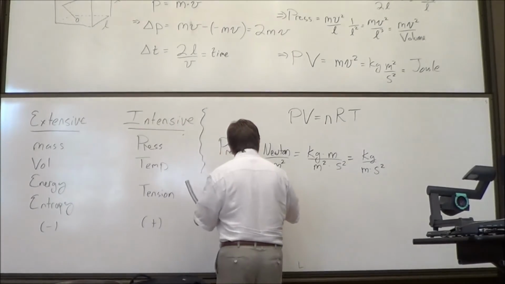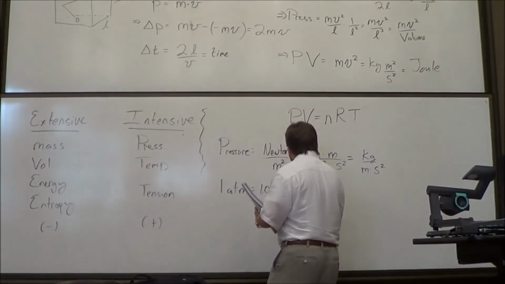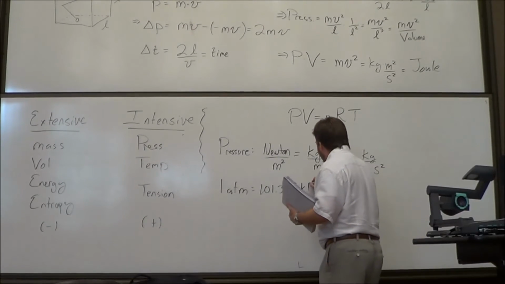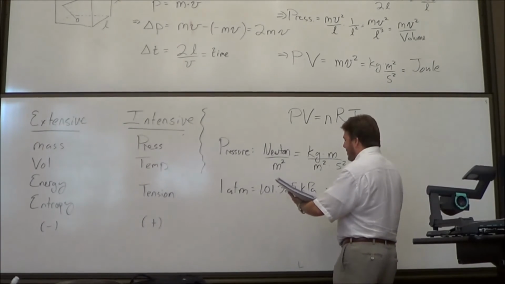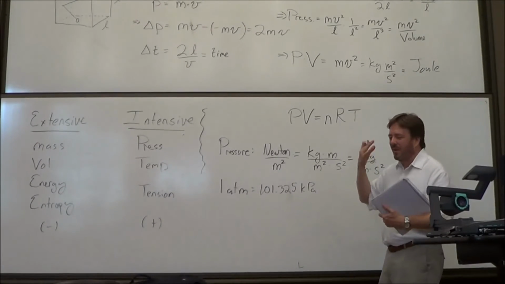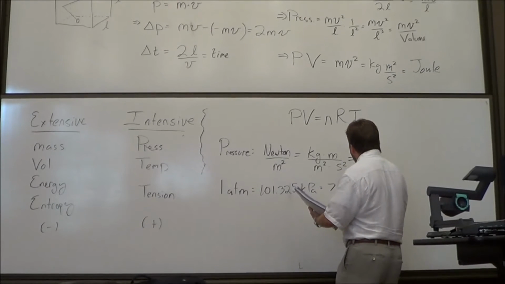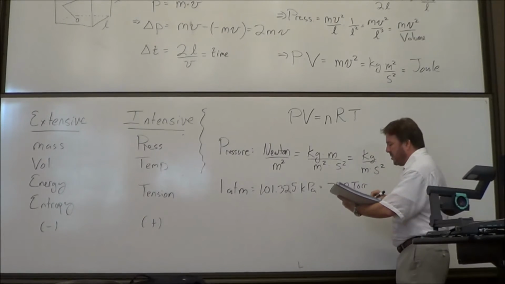So remember, an atmosphere is 101.325 kilopascals. I don't expect you to remember that. 101 is fine, all right? You're not going to lose points. It's kind of easy to remember, though. It kind of sticks in your head, right? And that's 760 torr. So I do have questions where I throw different units at you.